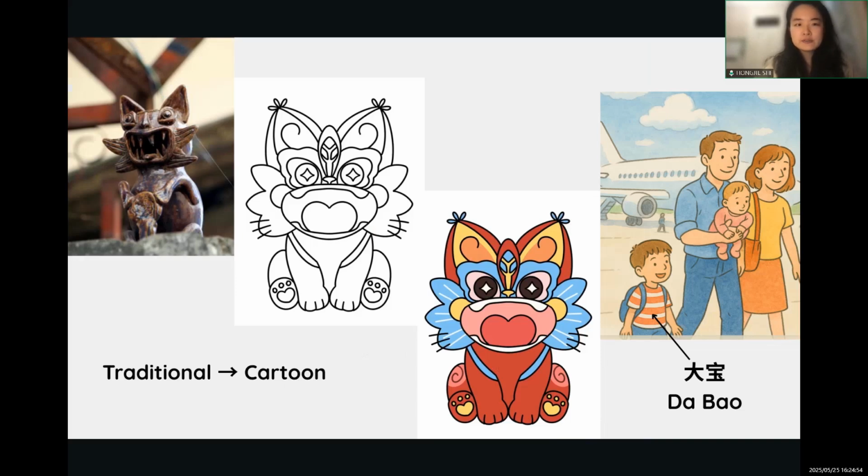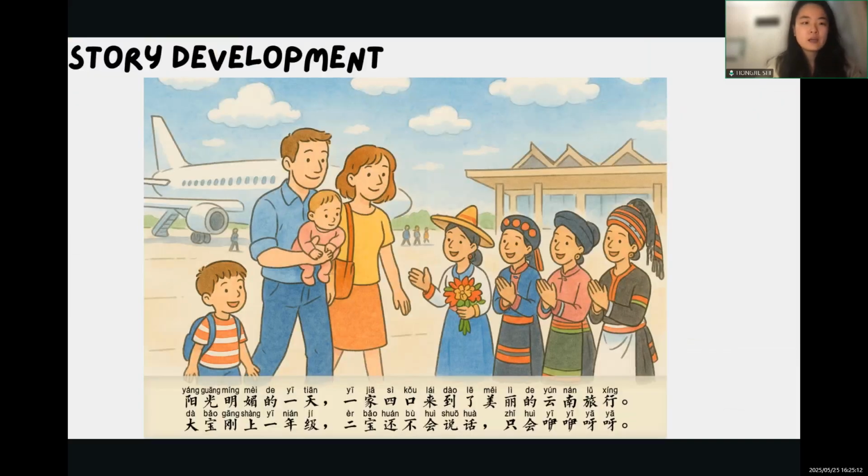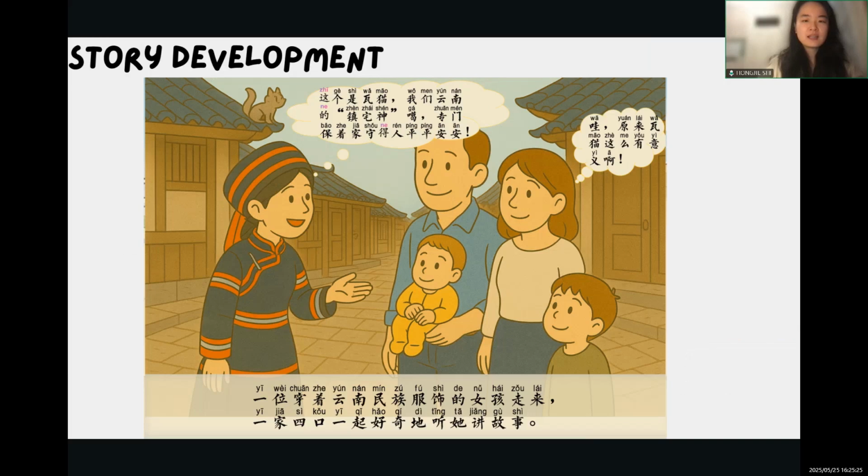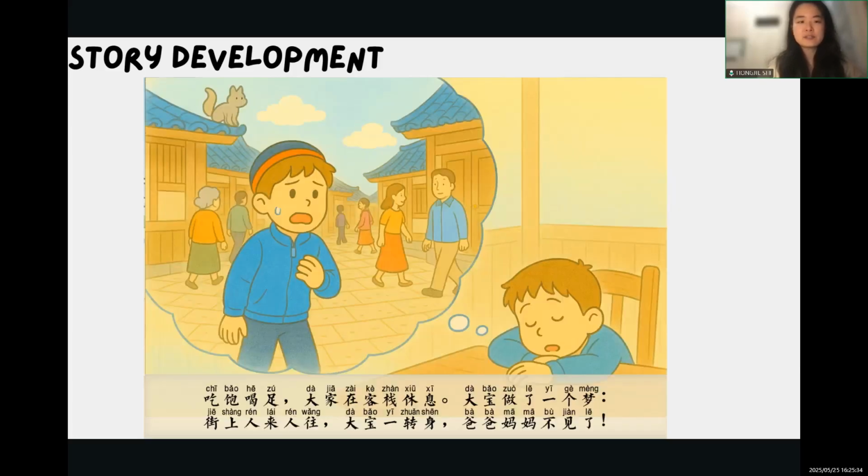We created a cute version of Cat and gave it a fun, friendly personality. We also gave Cat a gender-neutral name so all kids can feel connected to the story. The story follows Dabao and their family on a trip to Yunnan. Dabao discovers Cat on a rooftop, and later dreams of going on a magic adventure.